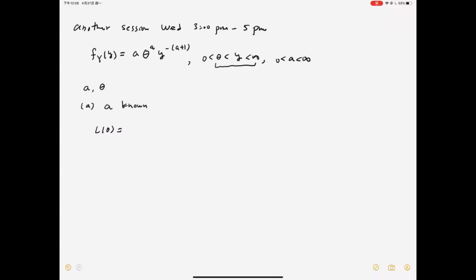To find the MLE, just find the likelihood function. The likelihood function is the joint PDF: product from i equals 1 to n of a theta^a y_i^(-(a+1)). Don't forget, whenever your y_i depends on the range of parameters, write that down as an indicator function after the PDF to make sure you don't miss anything. Okay, good.